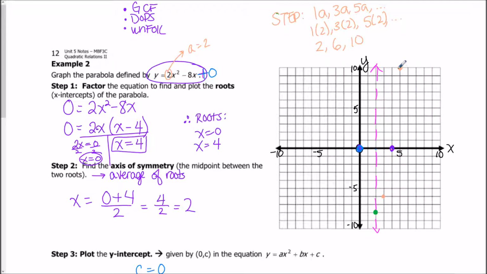And then I can just reflect that over my axis. So 1, 2, 3 steps to the axis, 1, 2, 3 steps to my point right here. Connect all of my dots. I've got a reflection point right here, so this is 1 step away, so this is also 1 step away. So this is my parabola right here, y equals 2x squared minus 8x, and I'm good to go for this question. Okay?